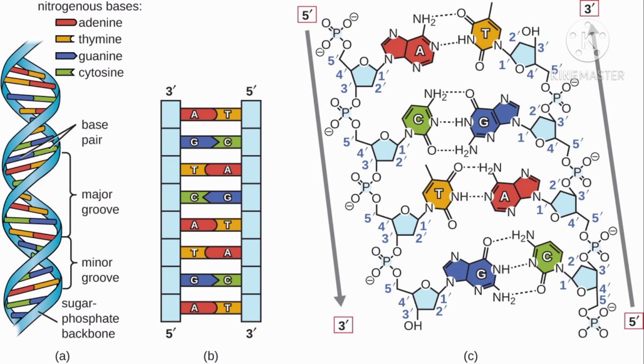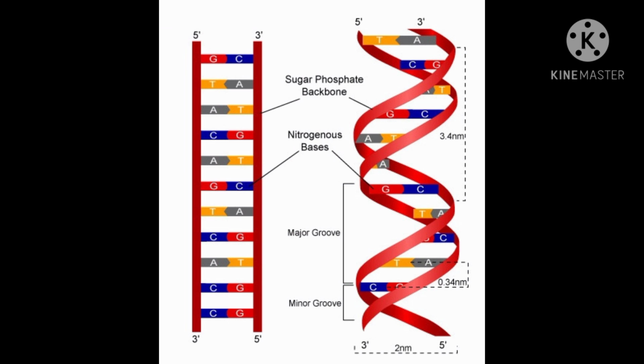Here in this picture we have a simple ladder, which shows the joining of the different patterns of the bases with each other, and then the other one shows us the double helical structure. So I guess the idea about DNA and its structure has become very clear to you all.